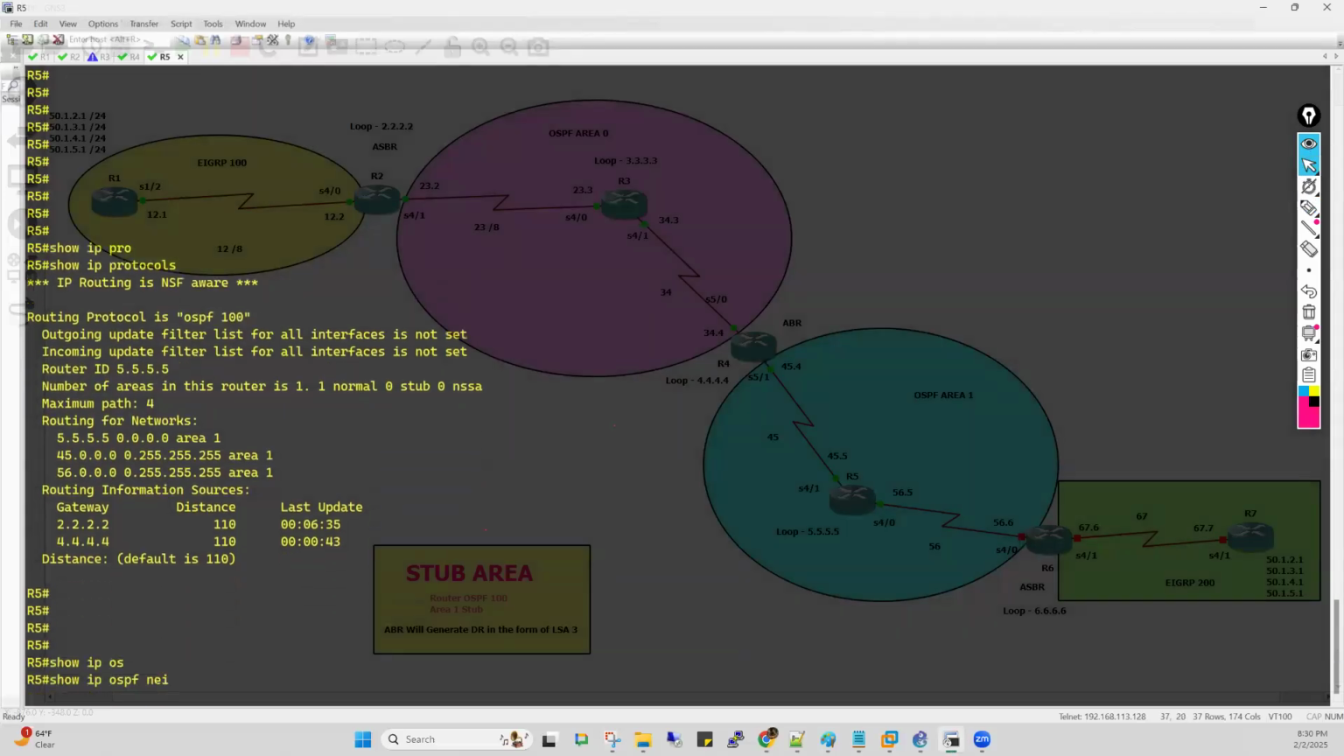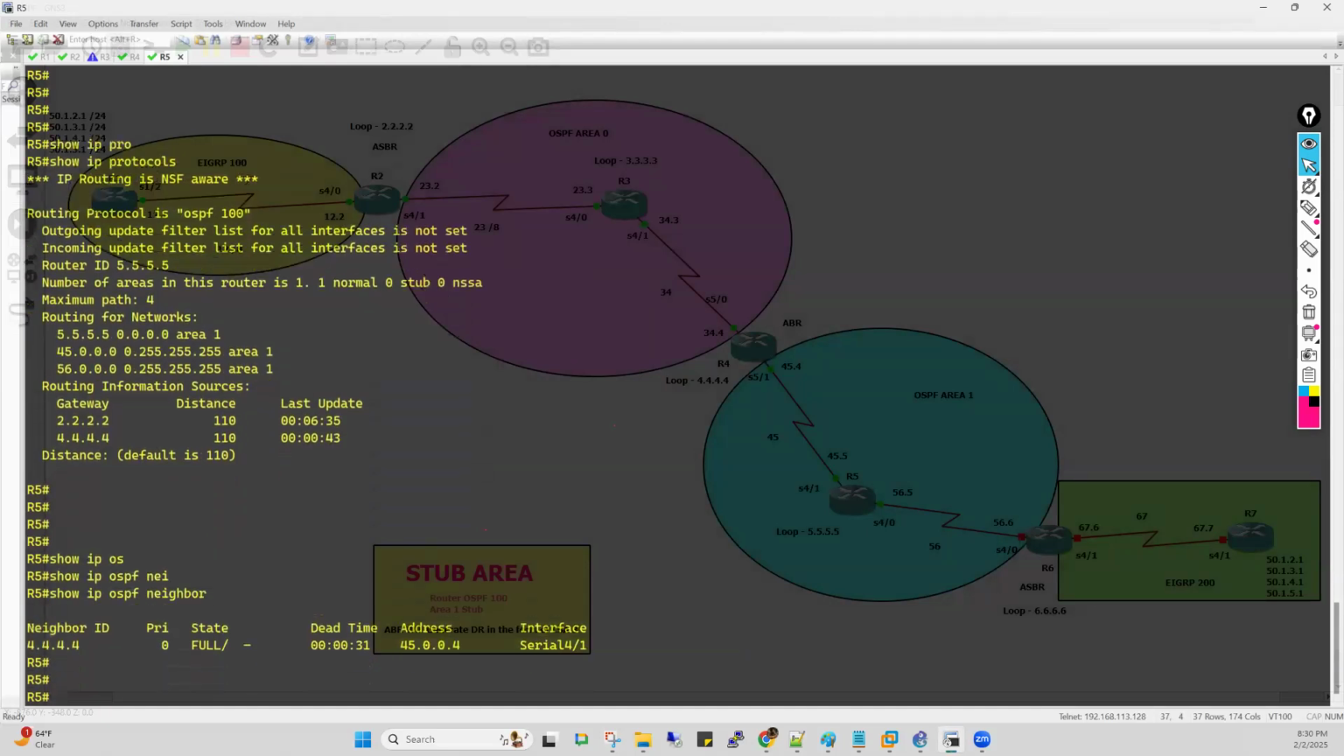IP OSPF neighbor. See, this router number 5, who is the neighbor? R4, right? And I already told you in OSPF, we know every router by the name of router ID. Getting my point? So see, R5 is the neighbor of R4. And what is the name of R4? 4.4.4.4, because this is the router ID of R4.